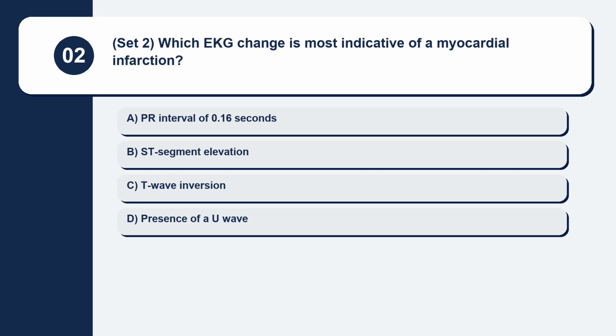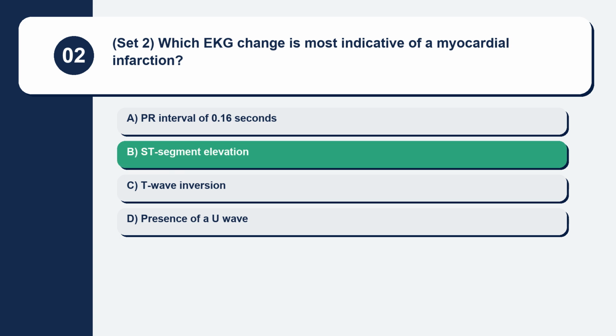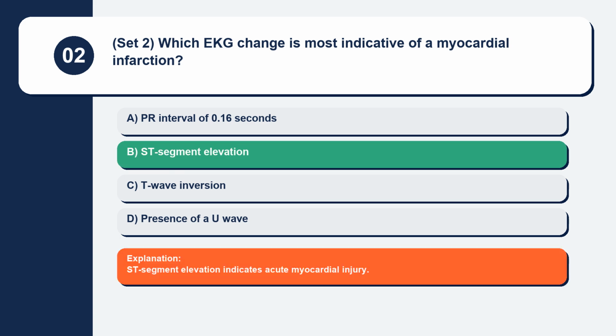Question 2. Set 2. Which EKG change is most indicative of a myocardial infarction? PR interval of 0.16 seconds, ST segment elevation, T wave inversion, presence of a U wave. ST segment elevation indicates acute myocardial injury.